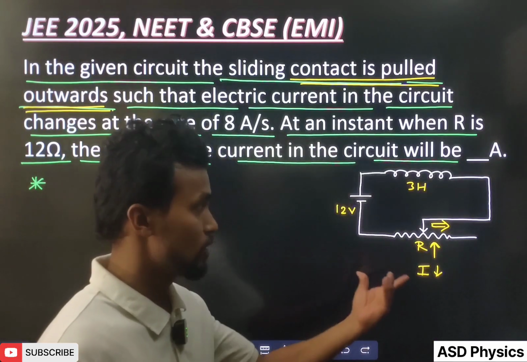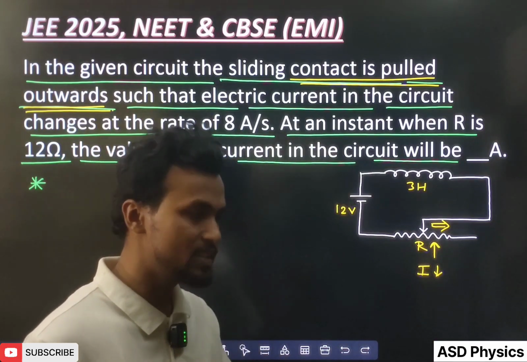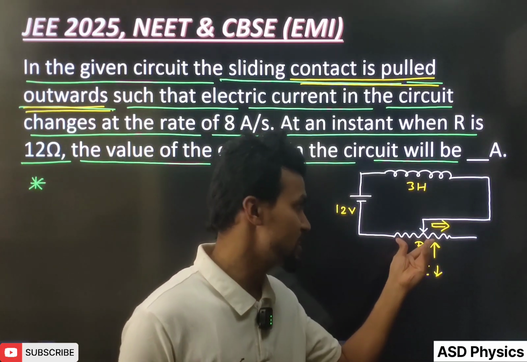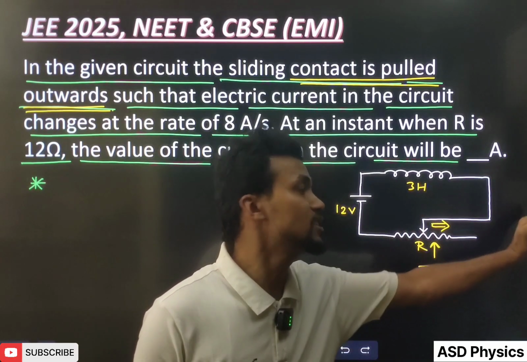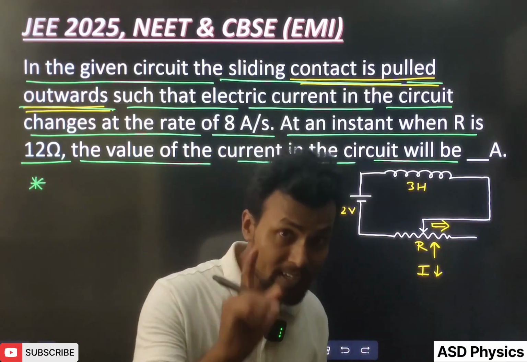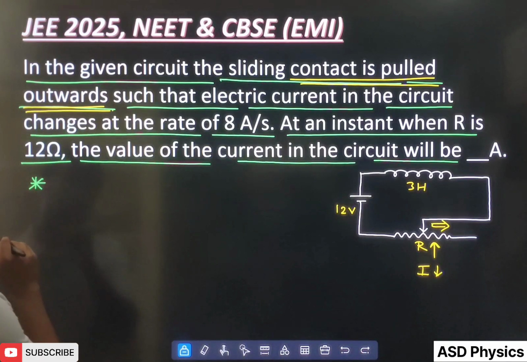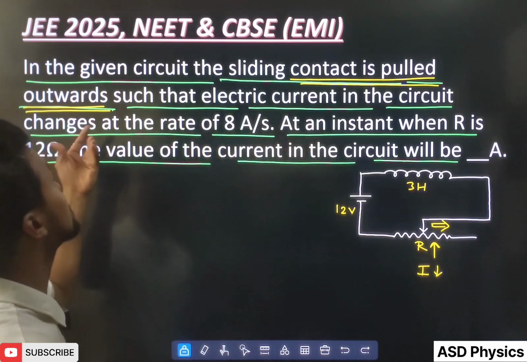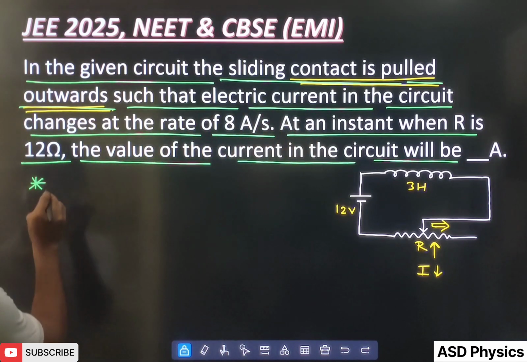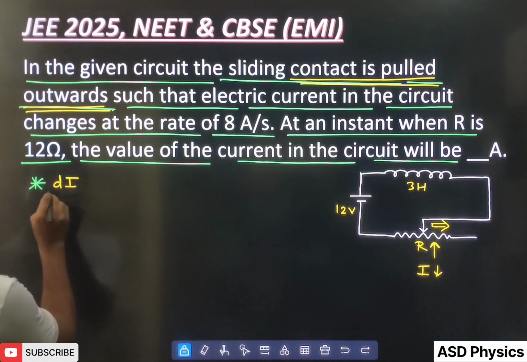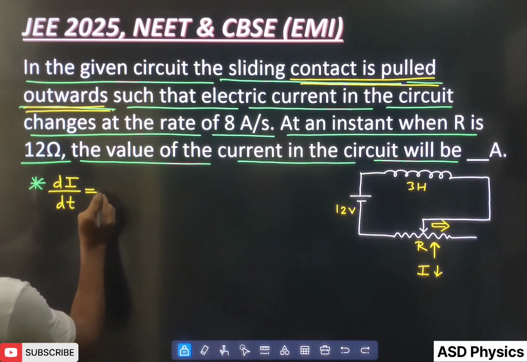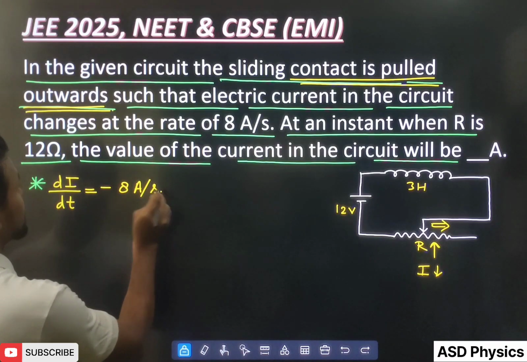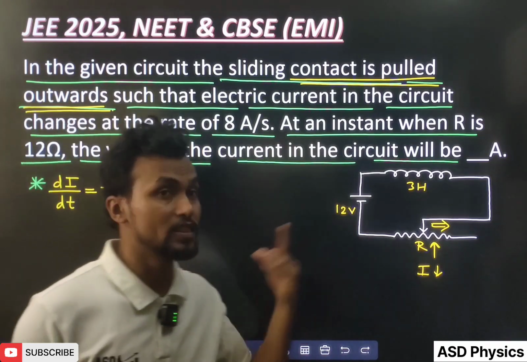From Ohm's law also we can tell that resistance is the opposition to the current. So when the resistance increases, because this contact is pulled outward, the current will decrease. Okay, so when the current is decreasing, we can write that the current in the circuit changes at the rate of 8 ampere per second, and this current is decreasing. Decreasing current is always represented by a minus sign. So I will write here minus 8 ampere per second. This is the main point to solve this question.